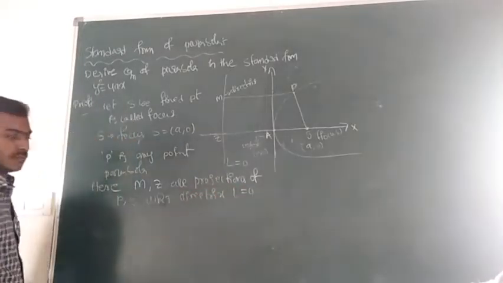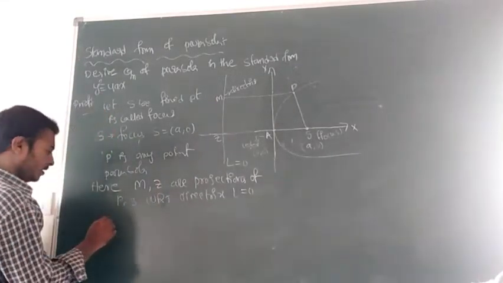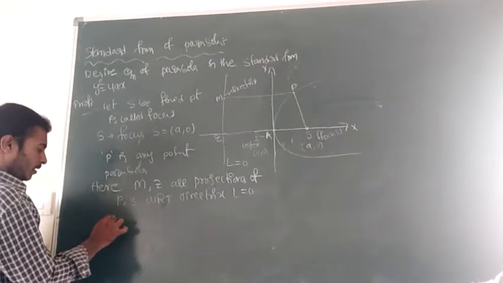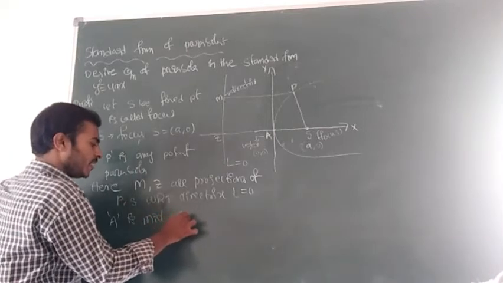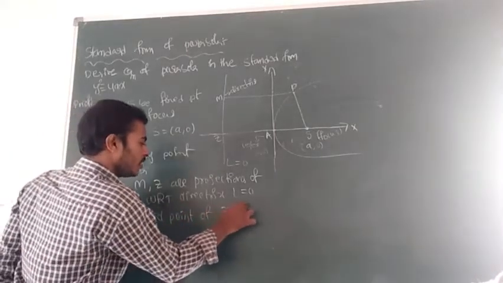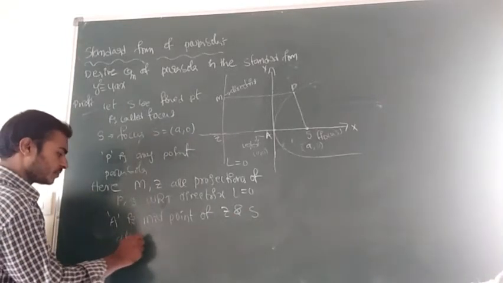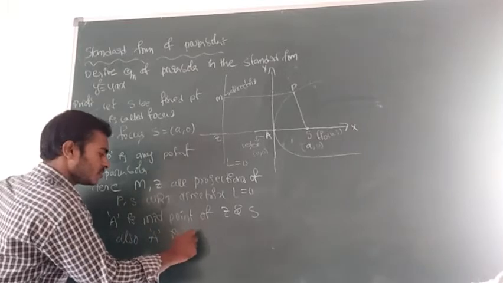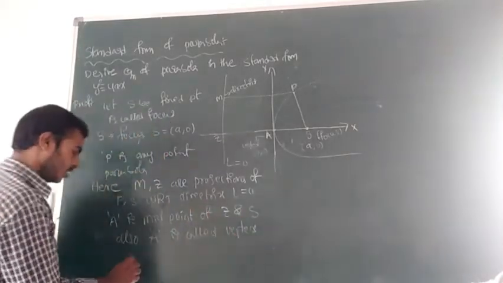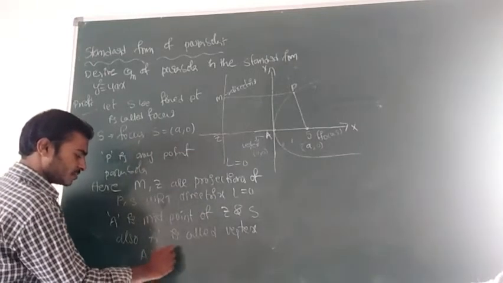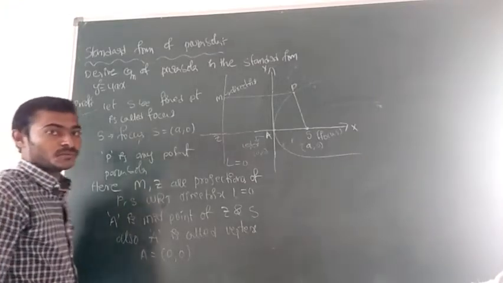With respect to the directrix L equal to 0, A is the midpoint of Z and S. Also A is called the vertex. Therefore, A equals 0, comma 0.